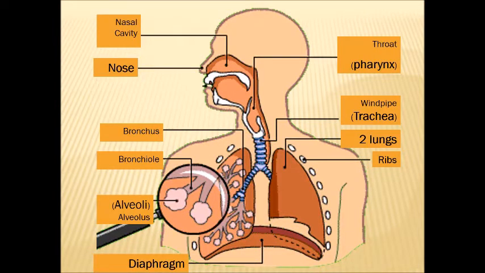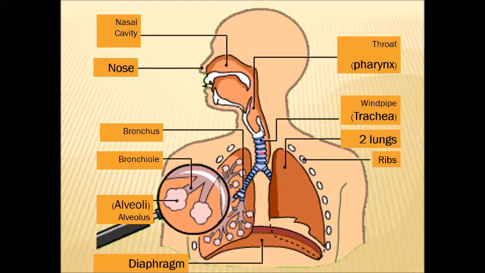Let's know about the structure of our respiratory system. Starting from the nose, which is the first organ in our respiratory system, then the nasal cavity, which is the space here inside your nose, then the air goes to the pharynx, which is common between the esophagus and the trachea, to pass through the trachea.